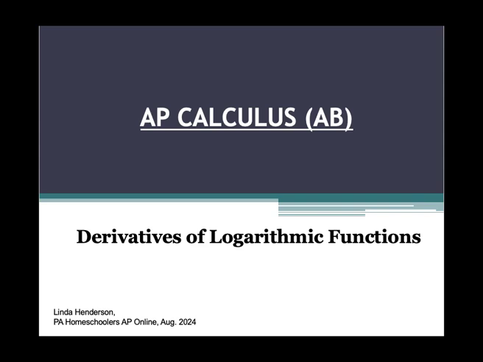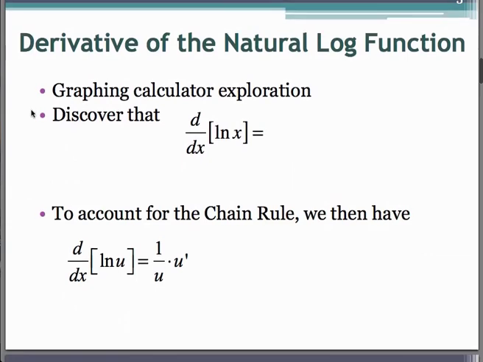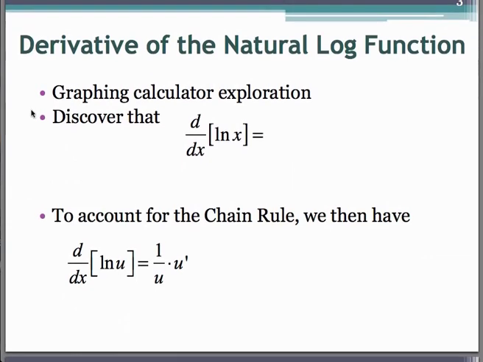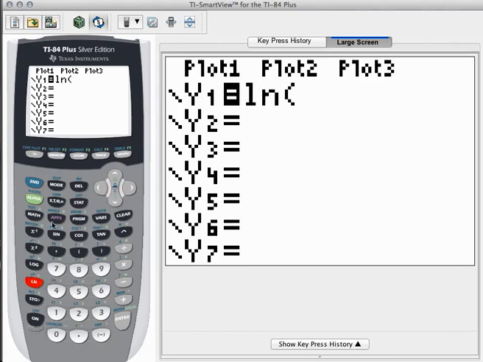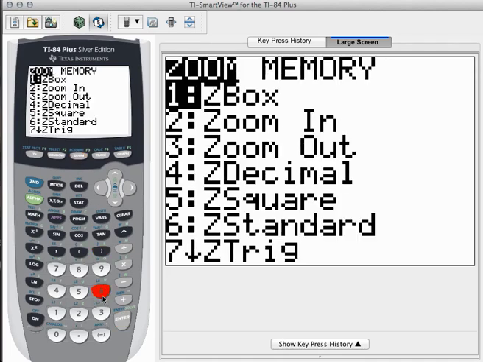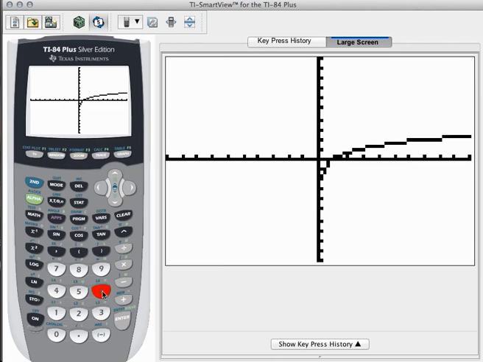We're going to start with a graphing calculator exploration. So if you grab your calculators, we're going to discover where the derivative rule for natural log of x comes from. So on your calculator, we're going to graph natural log of x. And we'll just go ahead and zoom 6 to create a standard graph.